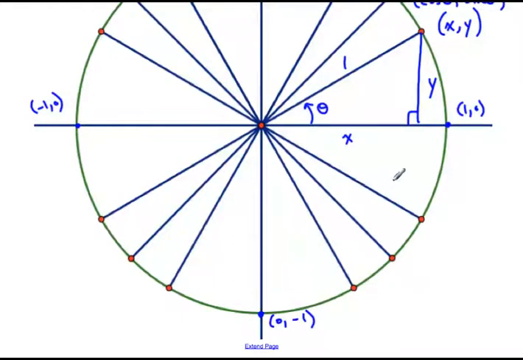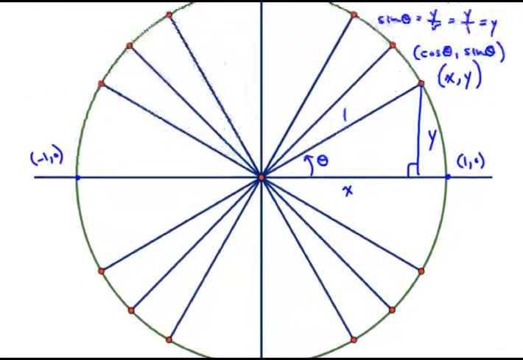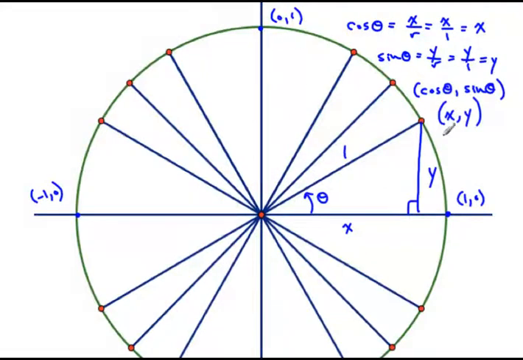Now remember that cosine theta is just the x value on the unit circle, so x is never bigger than 1, and x is never less than negative 1. And it can take all the values in between as you go around the circle, or around the bottom. Sine theta is the y value on the unit circle, and it can never be less than negative 1 and still be on the circle, and it can never be greater than positive 1 and still be on the circle, but it can also take all values in between.